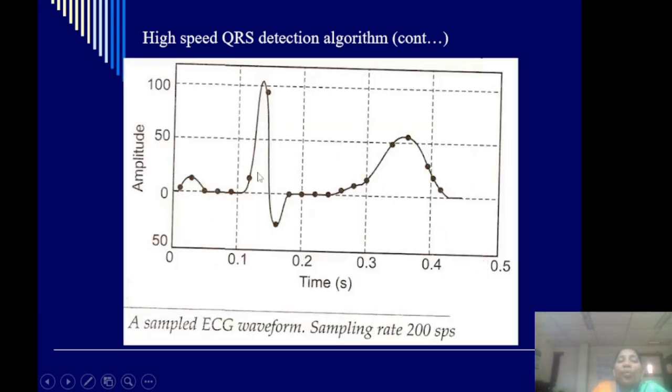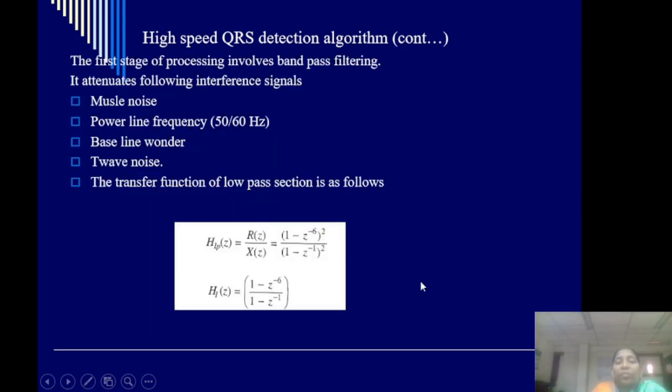This is the waveform which illustrates the sampling of this ECG signal, in which the signals are sampled at equally spaced intervals. You can see the sampling rate they have applied is 200 samples per second. As a first step, there are many interference signals, like muscle noise, power line interference, baseline wandering effect, and T wave noise. These interference signals are eliminated by using the low pass filter as well as the high pass filter.